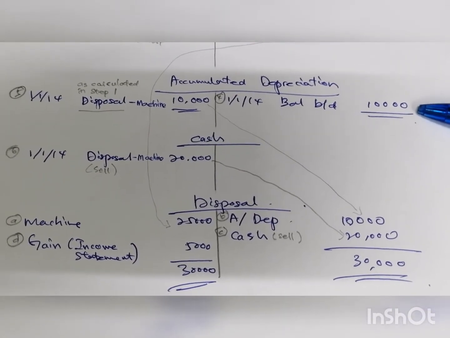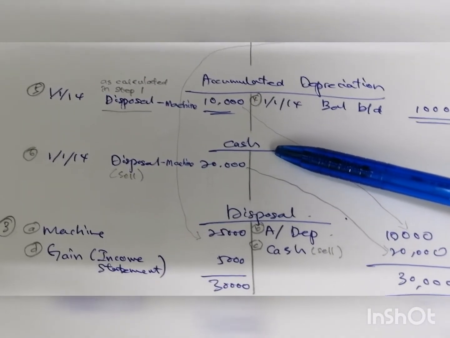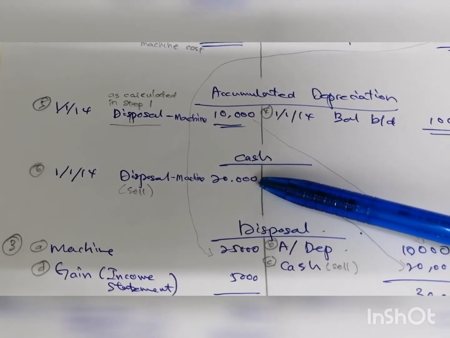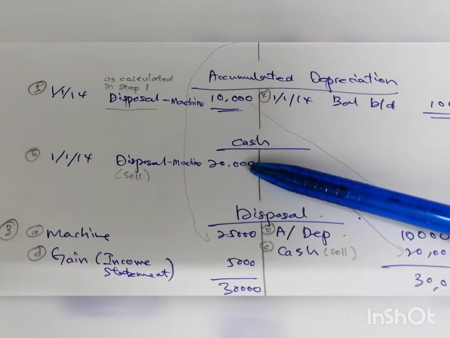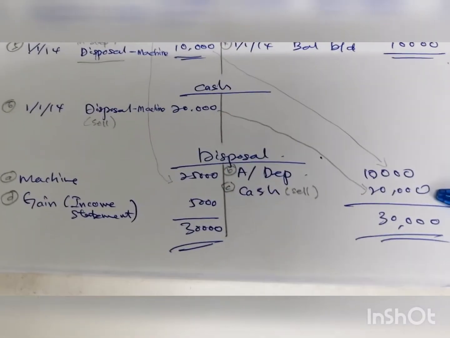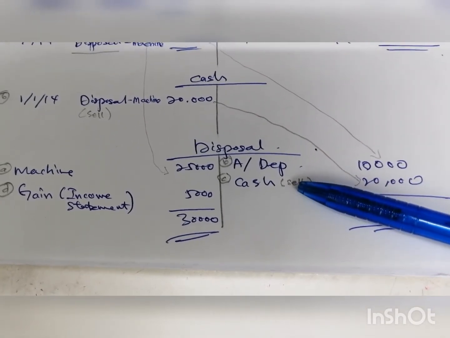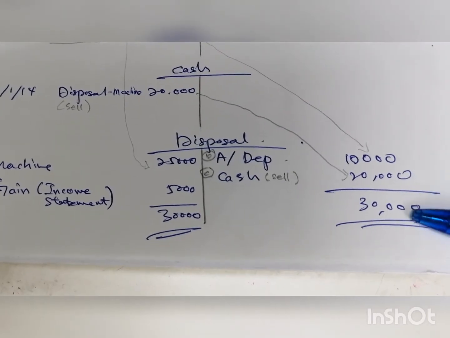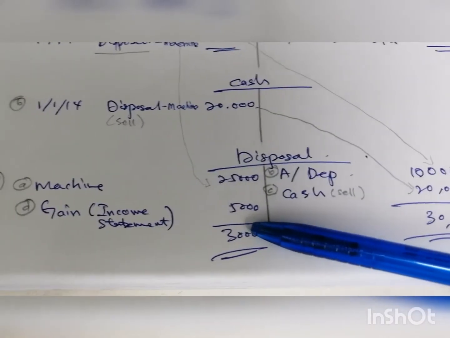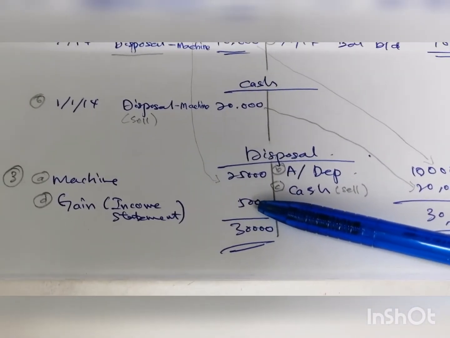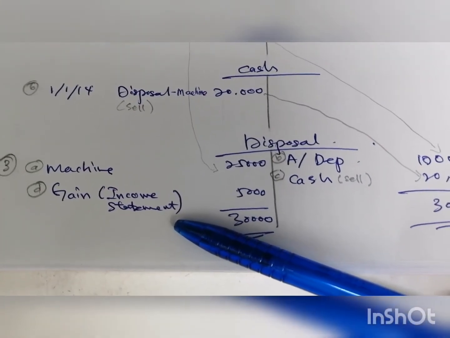So the accumulated depreciations will be closed on the balance brought down 10,000. Okay, so as we receive cash for disposal of machine 20,000, we debit 20,000 here, and 20,000 here will bring to the disposal. We credit as cash. So here total is 30,000. So the balance here is 5,000. So this is the gain on disposal of machines, and we record it in the income statement.